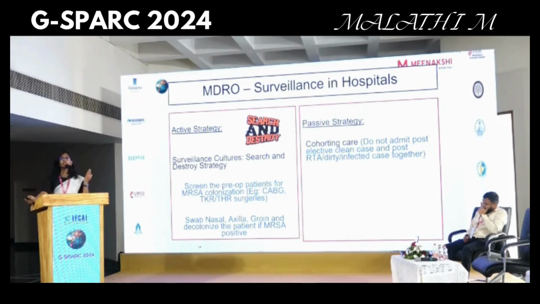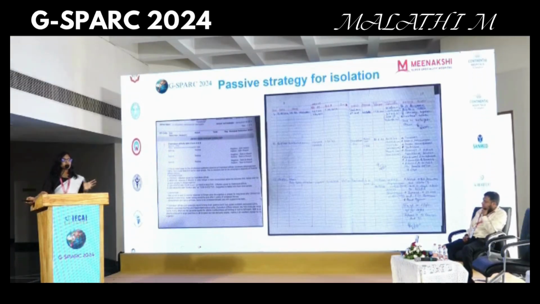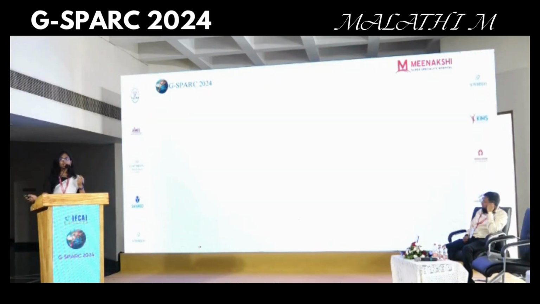Then passively, when you get MRSA reports or Clostridium difficile reports, you can do cohorting or you can isolate if you have a facility for doing that. So this is one of the Clostridium difficile data. In my previous institution, we had alerts. Any MRSA report in the LIS, there will be an alert that pops up. Whenever the clinician opens that, it will say contact isolation at CMC Vellore.